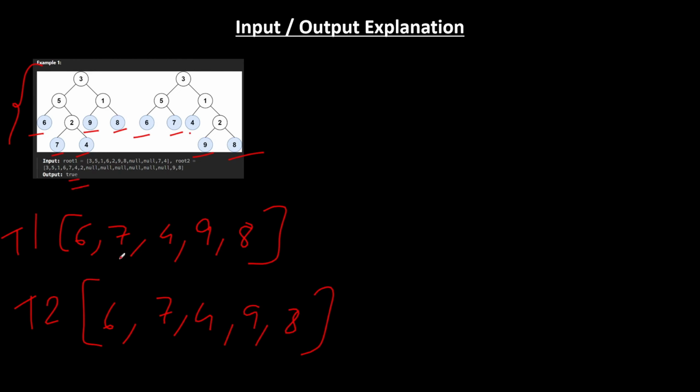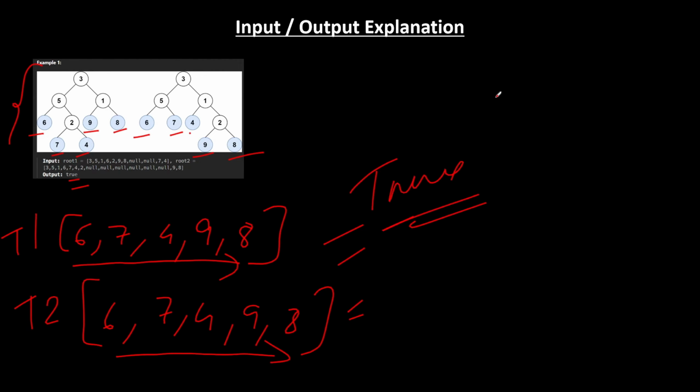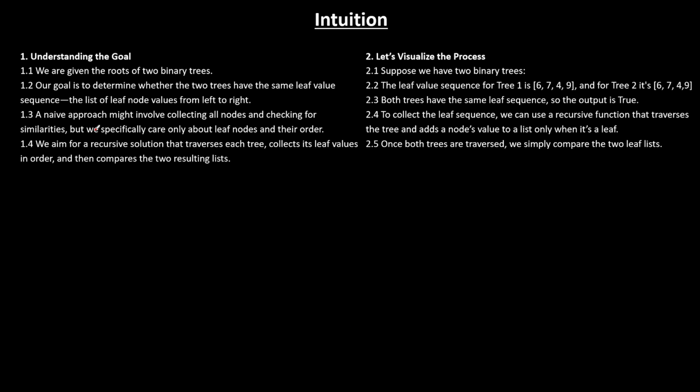Why? Because the sequence from left to right for tree 1 is 6, 7, 4, 9, 8, and for tree 2 also, the sequence from left to right is 6, 7, 4, 9, 8. So that's why both are equal, and our output is true. It does not matter whether the depth of a particular leaf node is 10, 3 or 2. It just has to be a leaf node and the sequence has to match. That's all. Let's move to the next slide.